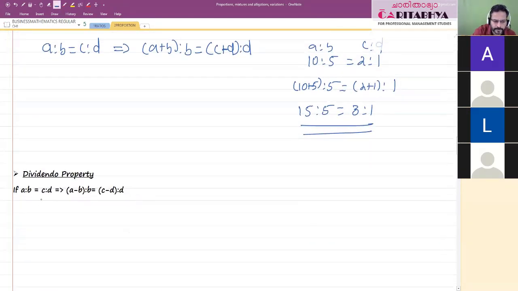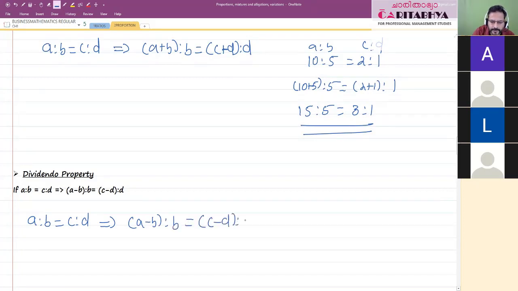Dividendo property. First of all, there should be a proportion A is to B equal to C is to D. Then dividendo property means, instead of adding as in componendo, we subtract. First A minus B is to B is equal to C minus D is to D. A minus B is to B.